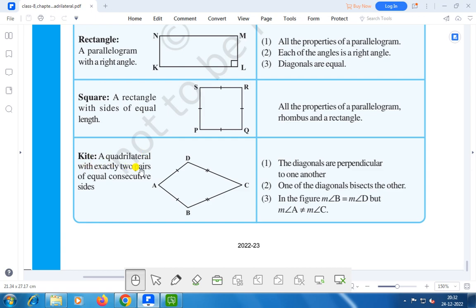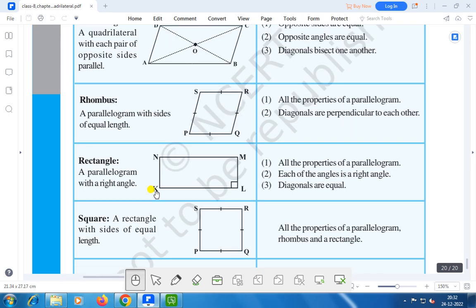Now kite, a quadrilateral with exactly two pairs of equal consecutive sides. Two pairs, that is, side AD is equal to AB and DC is equal to BC. The diagonals are perpendicular to one another. One of the diagonals bisects the other. In the figure, the measure of angle B is equal to the measure of angle D, but the measure of angle A is not equal to the measure of angle C, right? Therefore, a quadrilateral with exactly two pairs of equal consecutive sides is a kite.